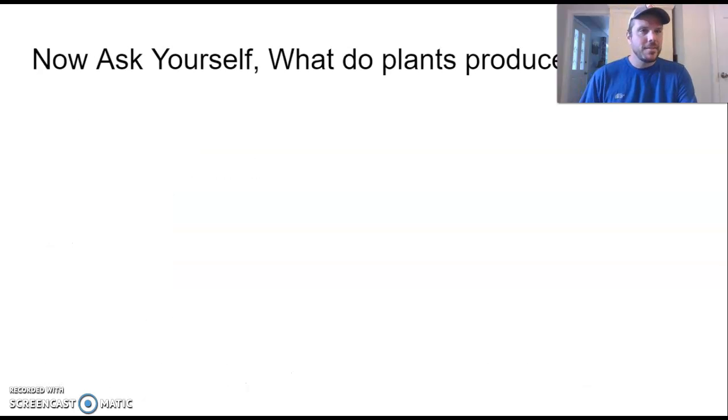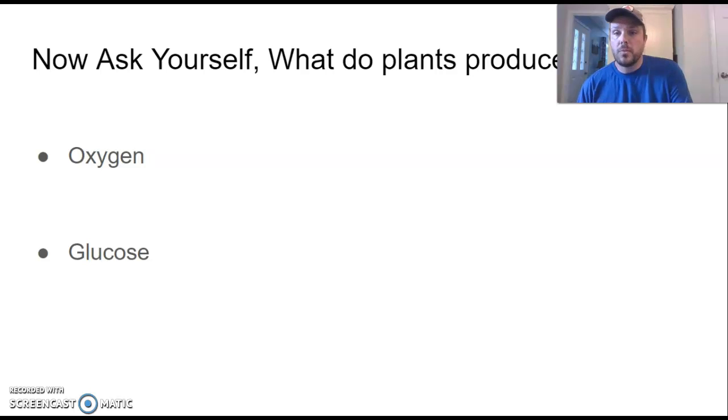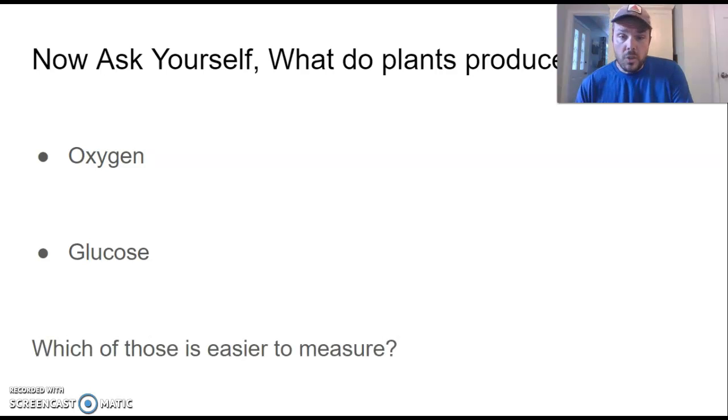Now, ask yourself, what do plants produce through the process of photosynthesis? Think about it. They make oxygen, that's sort of a byproduct of the process, and they make glucose, which is what we need out of the process. Although I guess, yeah, we need oxygen too. So which of those things is easier to measure? Well, glucose level in plants could absolutely be measured, but you'd have to harvest the plant and refine the sugars out of them, distill them out in some way. It's going to take a long time.